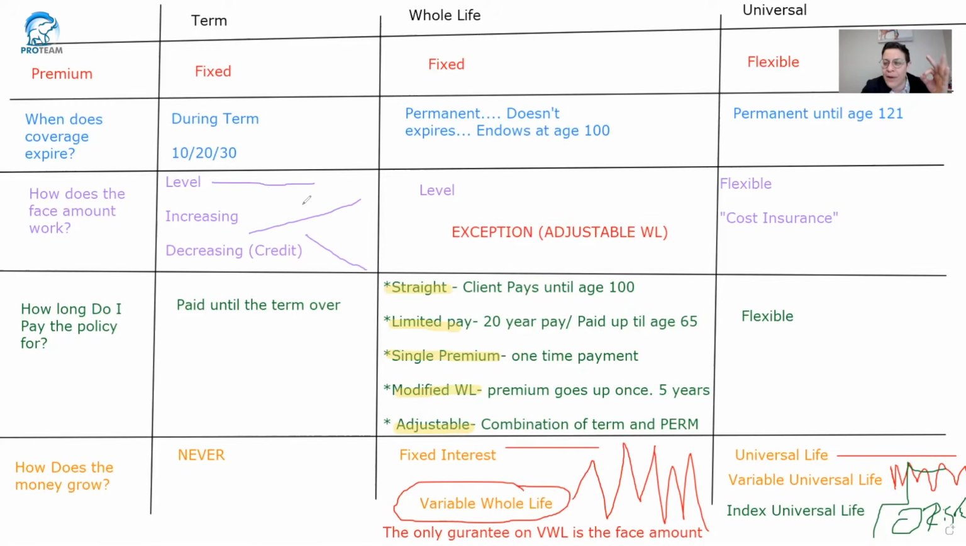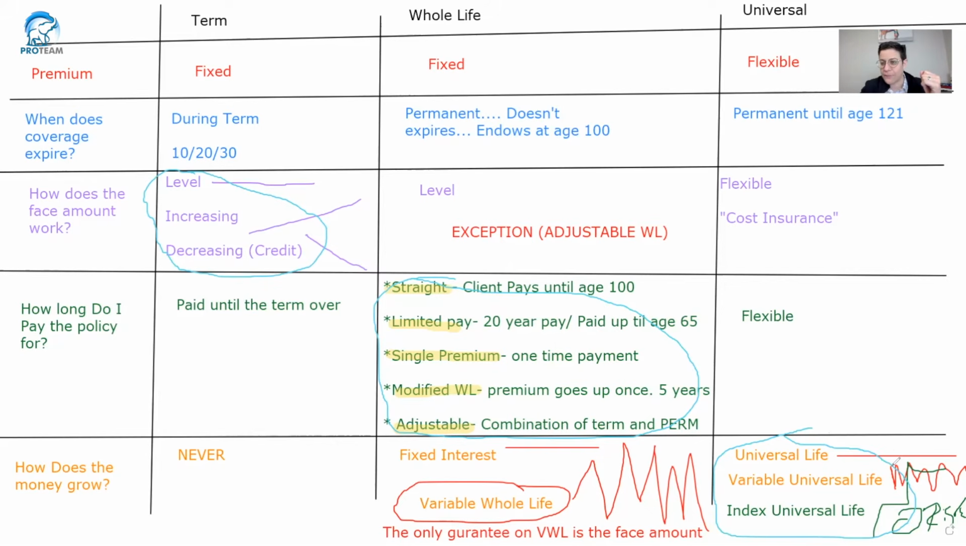The name of the policy for term policies is either level term, increasing term, or decreasing term, okay? In the whole life policy, it's either straight whole life, adjustable whole life, single whole life, or limited pay whole life. So it's based on how often it gets paid, okay? And on the universal life, it's based on how the money grows, okay? So I know if they're asking me about how the money grows, 9 times out of 10 it's gonna be a universal life policy.